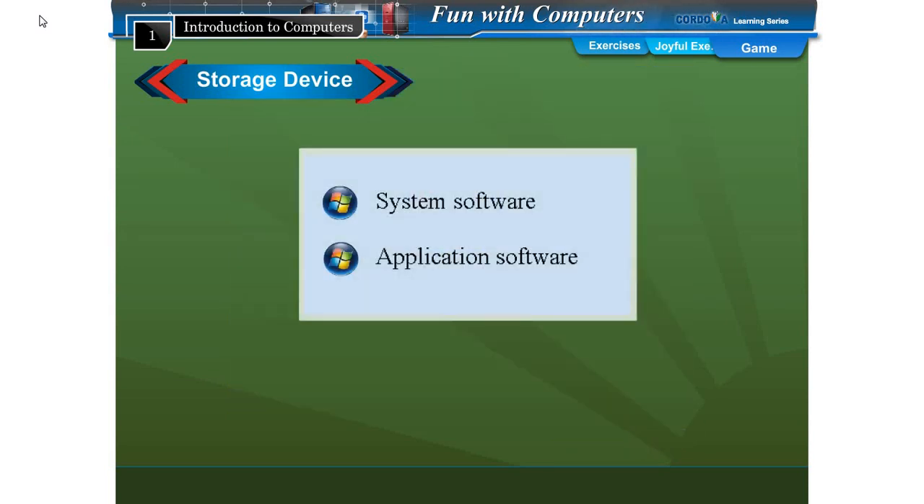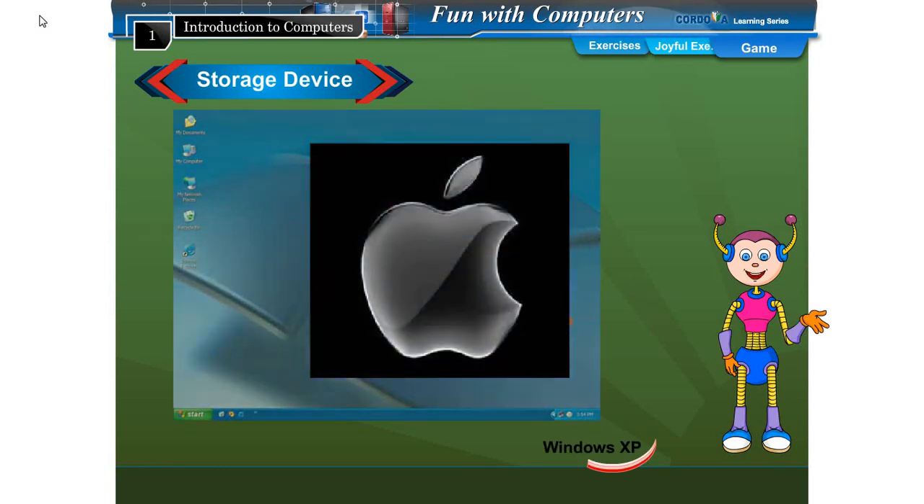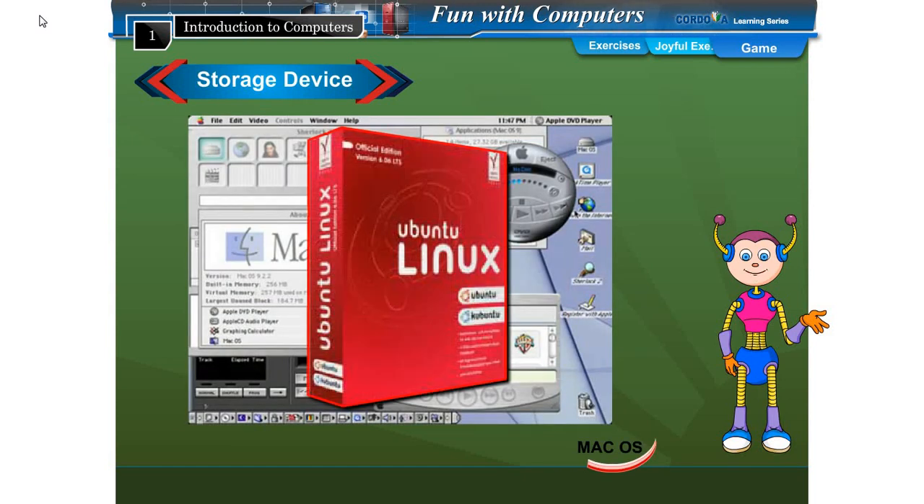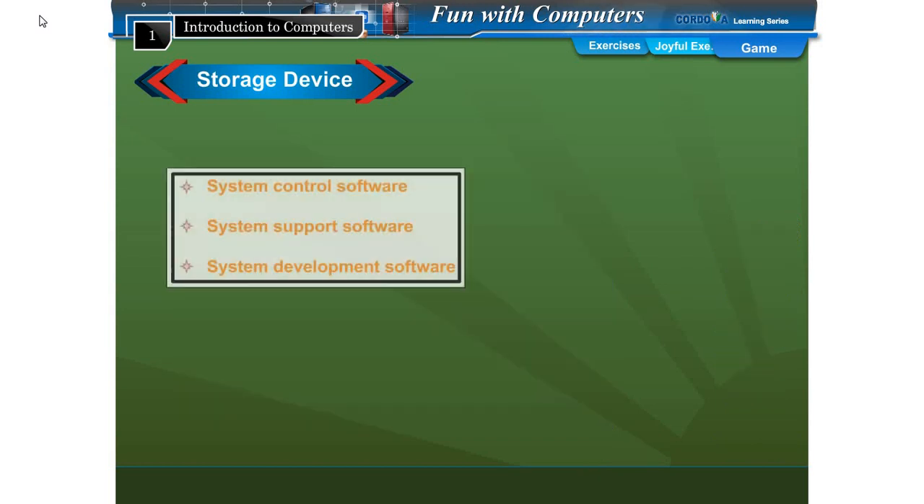Application software. System software performs the basic functions that are necessary to operate a computer system. It controls the various resources of a computer system. The operating system is an example of system software. System software are of three types: system control software, system support software, system development software.